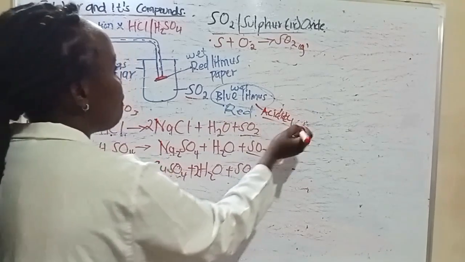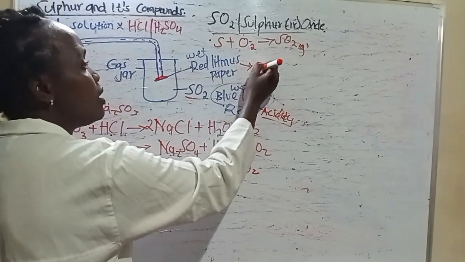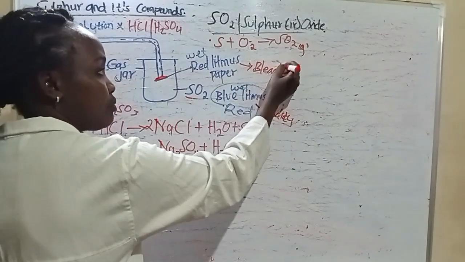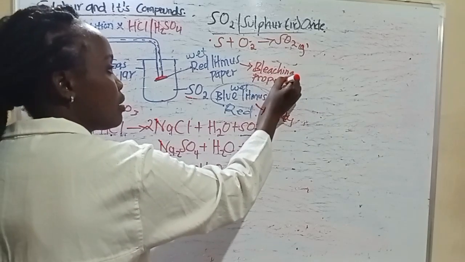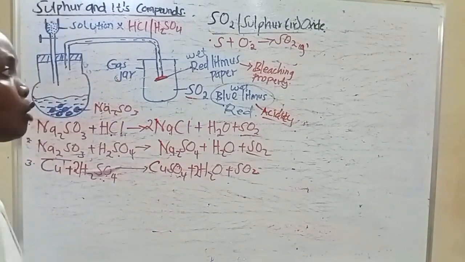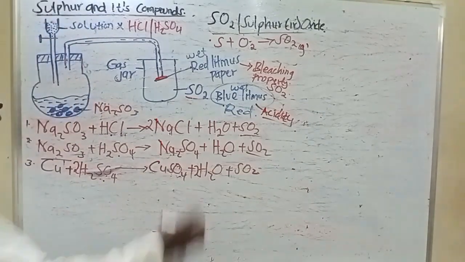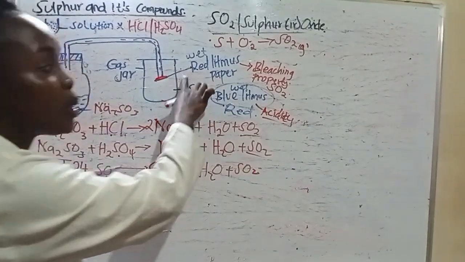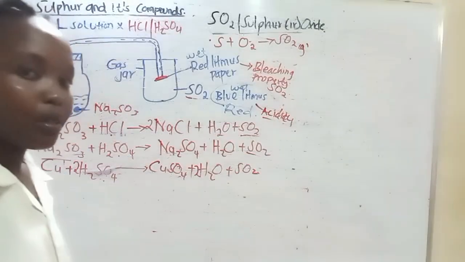But if it is red litmus paper, they're testing to see if you know the bleaching property of sulfur 4 oxide. So your sulfur 4 oxide is going to bleach your red litmus paper and turn it to white, okay?